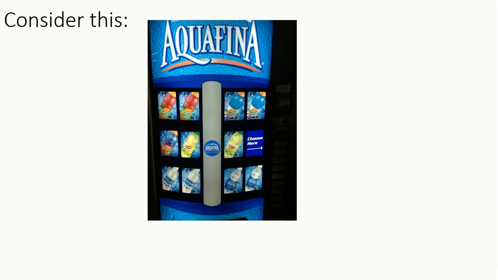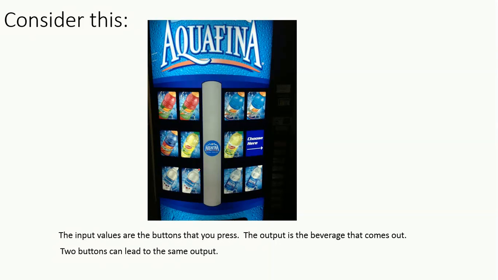So consider this water machine here. Let's say that I know that two buttons can lead to the same output, right? Notice how I have two water bottles here, two water buttons. If I push either of those buttons, assuming it's the same kind of water, I should get water back out, right? And it doesn't matter. That's good. That's fine. So I have input values that are the buttons that I'm pushing, and then my output is the beverage that's going to come out of the machine.